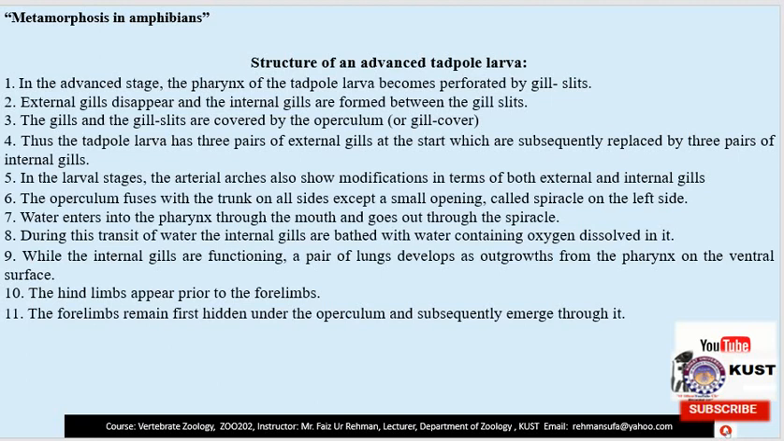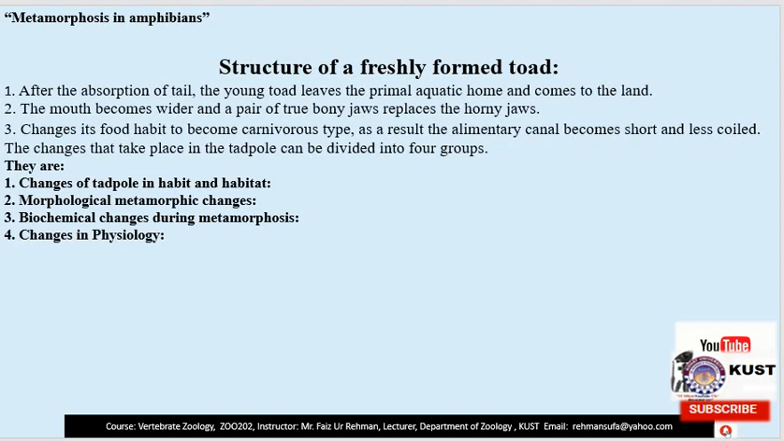While the internal gills are functioning, a pair of lungs develops as an outgrowth from the pharynx on the ventral surface. The hind limbs appear prior to the forelimbs. The forelimbs remain first hidden under the operculum and subsequently emerge through it.